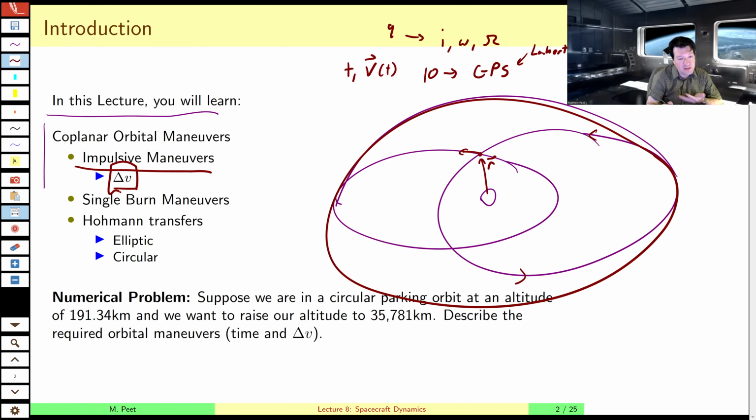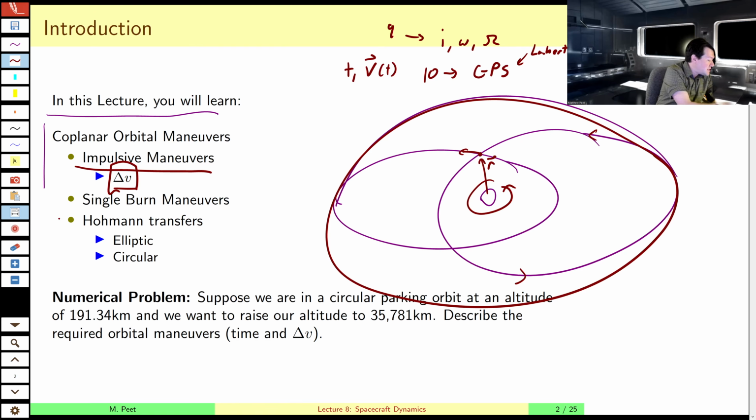Now, it's not entirely realistic because orbital maneuvers generally take time, so 20 minutes perhaps, or 30 minutes, which is actually substantial if you're close to the Earth, because the period of the orbit when you're close to the Earth is only about 60 minutes, or 80 minutes, depending on how high you are. So complicating features, but we're going to ignore them for the most part in this lecture.